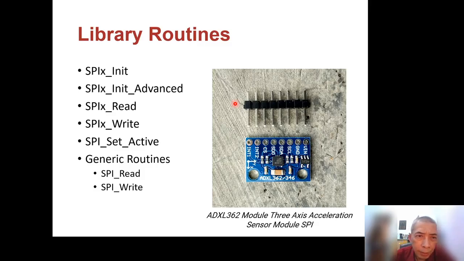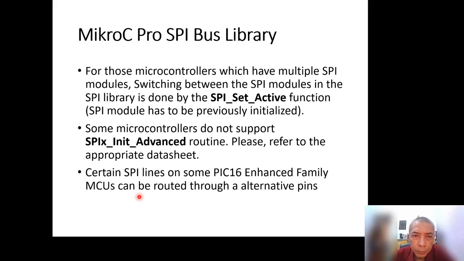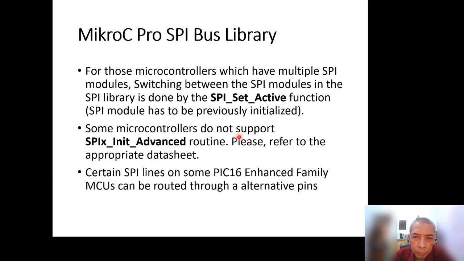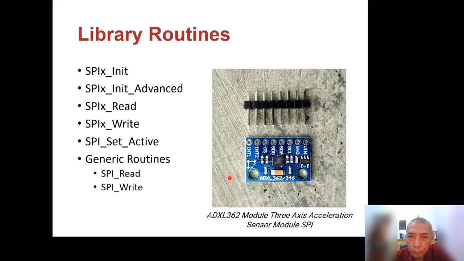For the first one, the SPI bus library has SPI right here: SPI init, then SPI init advanced, SPI read, write, set active, and the generic routine is SPI read and write. For those microcontrollers which have multiple SPI modules, switching between the SPI modules in the SPI library is done by the SPI set active functions. Some microcontrollers don't support the SPI init advanced routine, so please refer to the appropriate datasheet. Certain SPI lines on some PIC16 and PIC18 family MCUs can be routed through alternative pins. So this is the library routines for SPI from the MikroC compiler.